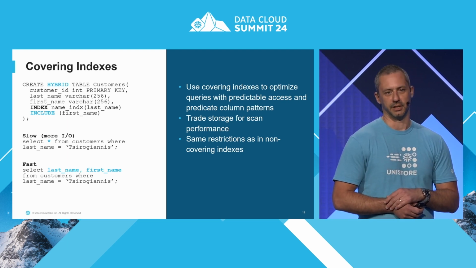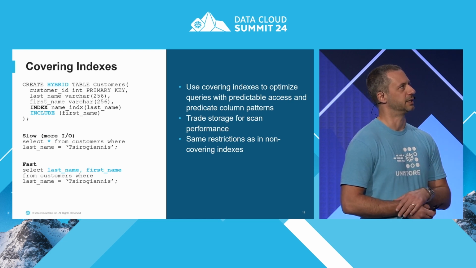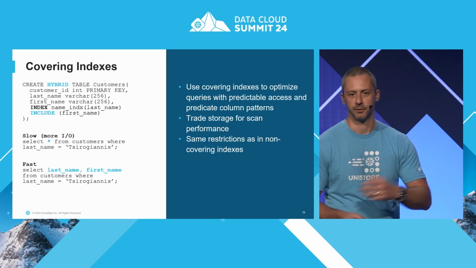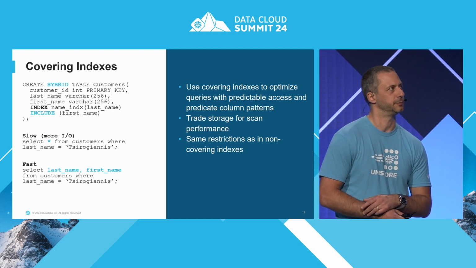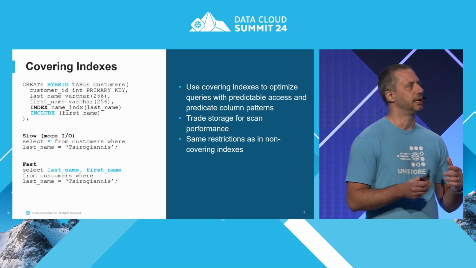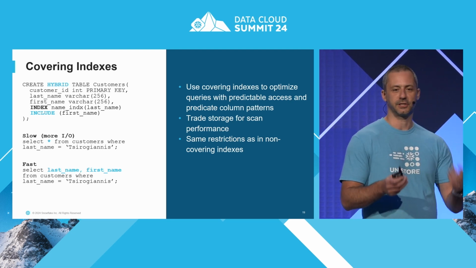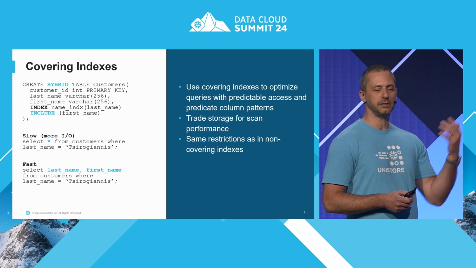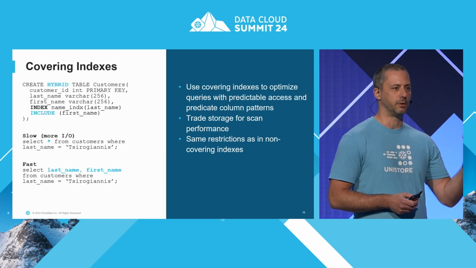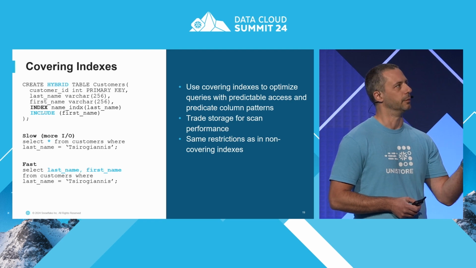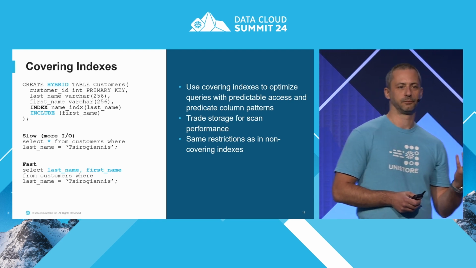Imagine that you have a customer table stored as a hybrid table, and you have last name and first name, some of the information that you track per customer. Now, if you have a select statement that tries to get the last and the first name of all the customers that have the last name Chirogiannis, using a secondary index, that query will require significantly more I/O because the first name column needs to be retrieved from the base table.